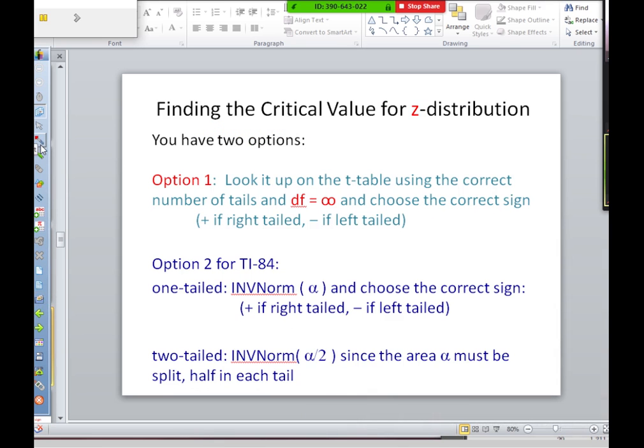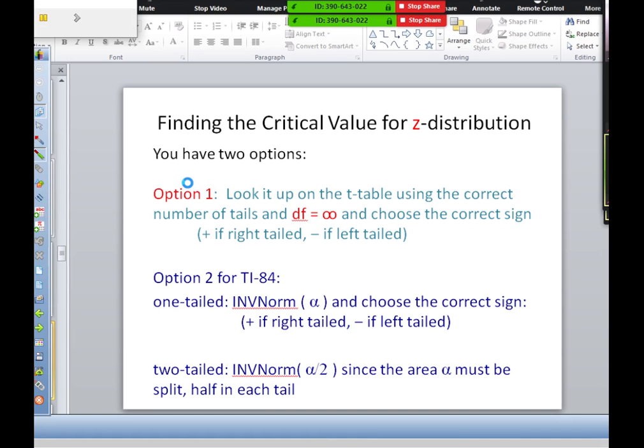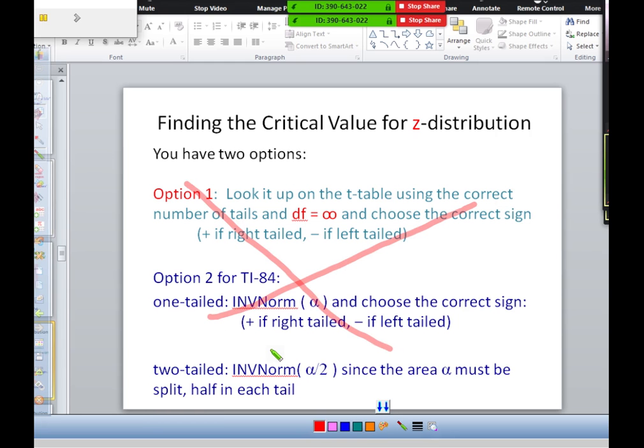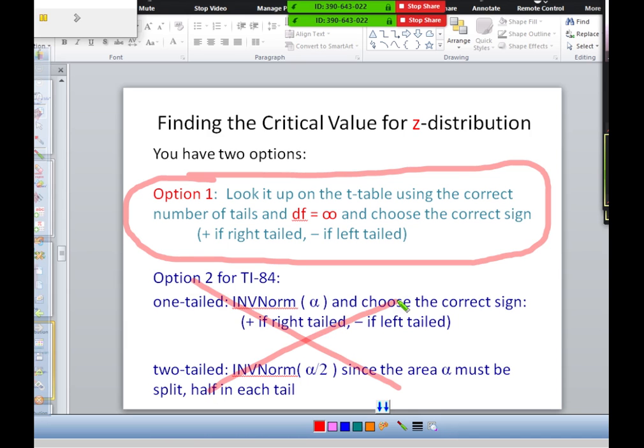Here, again, we're not going to worry about this part. For a Z distribution, don't sweat it. Oh, sorry, my bad. Do this one here. Look at it on the T table using degrees of freedom equals infinity. I wouldn't worry about this other part down here, because that confuses folks. You can do it if you want, but people get confused about when to divide by 2 or not, and it becomes this whole giant mess. So just use your table and look it up.